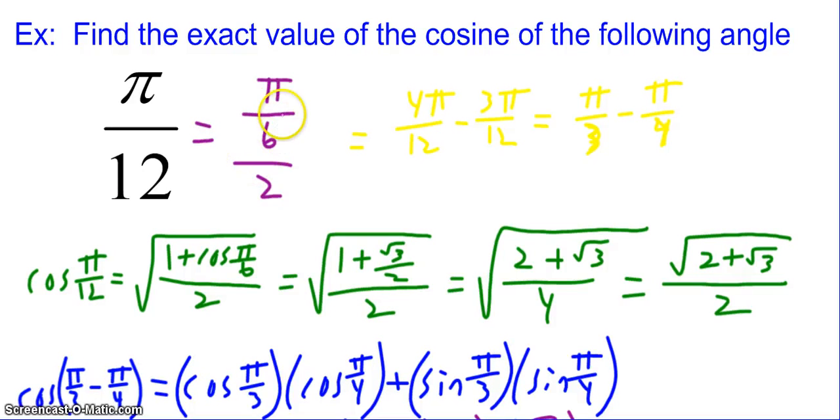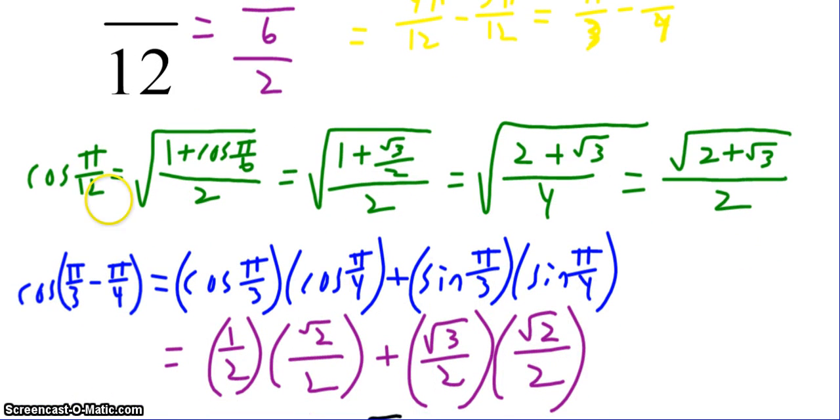Okay, so pi 12ths is either pi 6th over 2, so pi 12ths is the half angle of pi 6th, or I can think of it as 4 pi 12ths minus 3 pi 12ths, which is pi 3rds minus pi 4ths. So if I use the half angle, I get cosine of pi 12ths, that's in the first quadrant, so I do positive square root of 1 plus cosine of pi 6 over 2. The cosine of pi 6 is root 3 over 2. So I have the square root of 1 plus root 3 over 2 over 2. Simplify this, I end up with the square root of 2 plus root 3 over 4. So this is the square root of 2 plus root 3 over 2. I do not expect you to simplify that. You can leave your answer in that form.